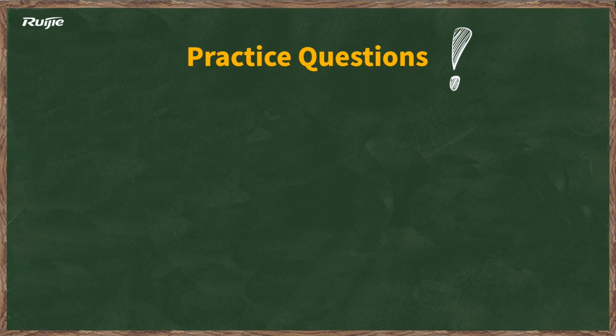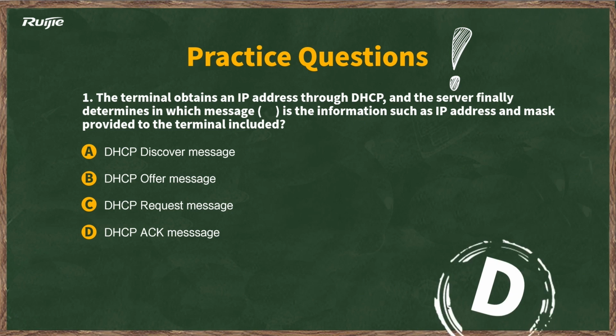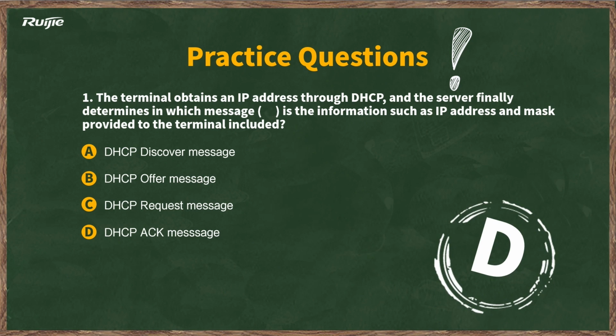Hello guys, in this video we will talk about VRRP. The same process: before we talk about the details, let's review the DHCP practice question. The terminal obtains an IP address through DHCP, and the server finally determines in which message the information such as the IP address and mask provided to the terminal is included. The answer should be D.